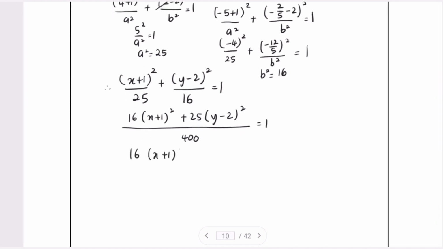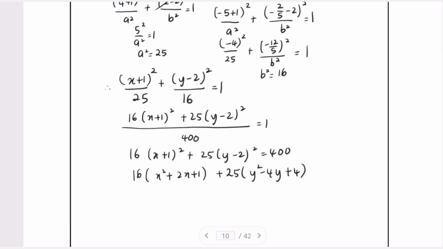Simplify again. Move 400 to the right hand side. You're going to get equals 400. You're going to expand the brackets. So this is 16 times x squared plus 2x plus 1, plus 25 times y squared minus 4y plus 4, equals 400. Bring everything to the left hand side and then simplify to get 16x squared plus 25y squared plus 32x minus 100y minus 284 equals 0.